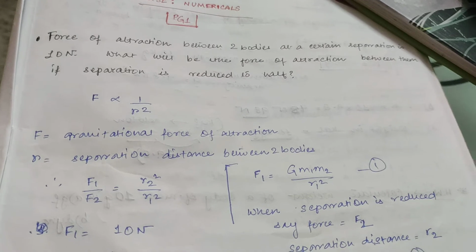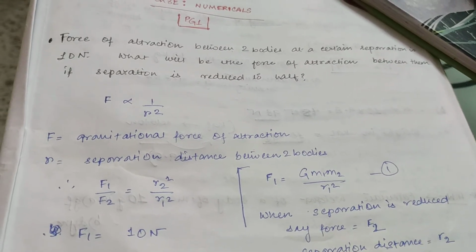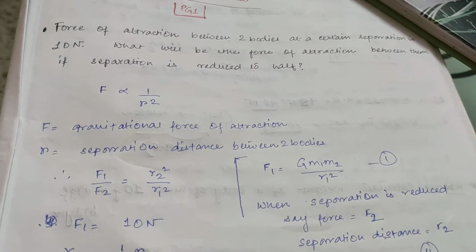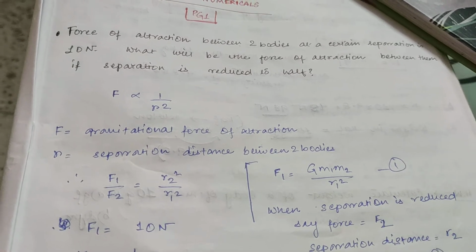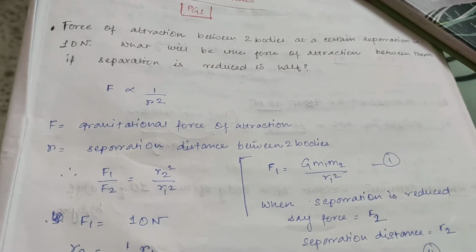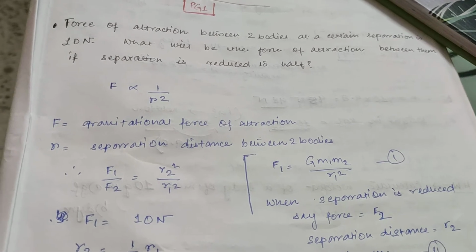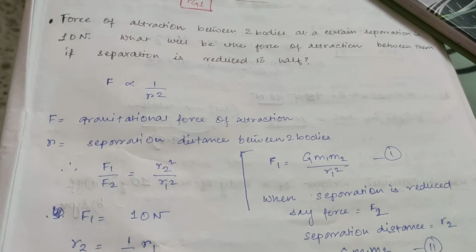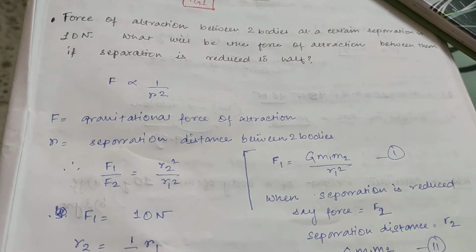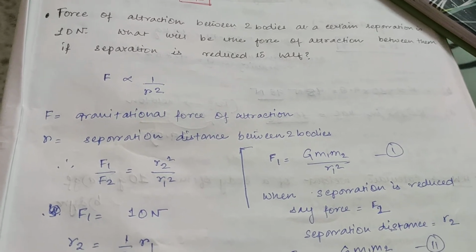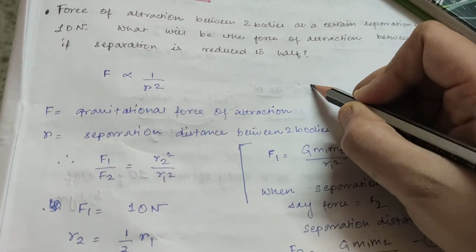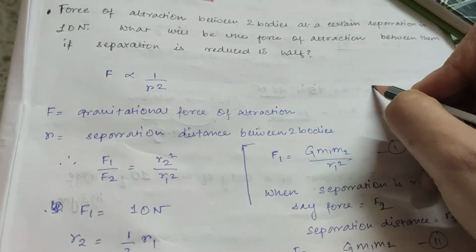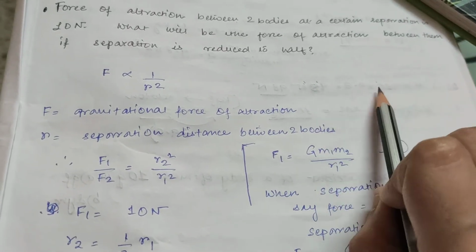Do you remember this form? F is inversely proportional to the square of the distance between two bodies. Where have we learned this? This was under the law of gravitation. In fact, this is true for any non-contact force: if you increase the separation distance between two bodies, the force of attraction will decrease, and if you decrease the distance, the force of attraction will increase. That is so obvious. If two bodies are near to each other, the force of attraction between them is very high. If they are far away from each other, the force of attraction will be much less.